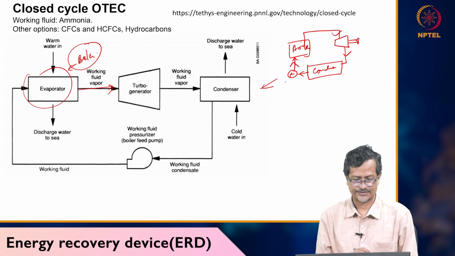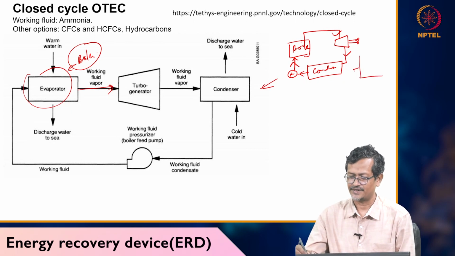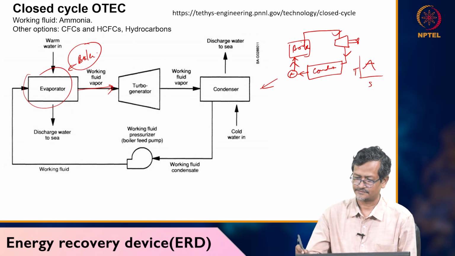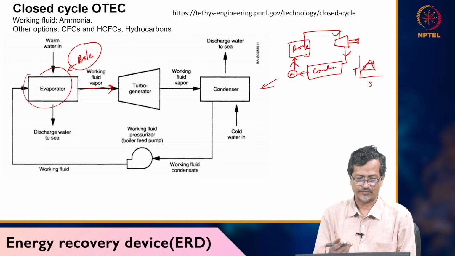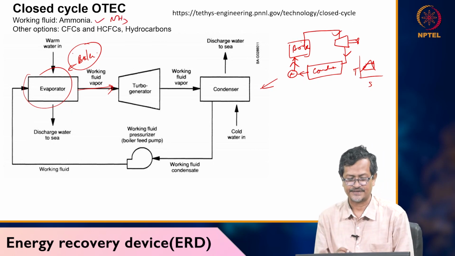You can remember the same cycle actually. They are saying closed cycle for ocean thermal energy conversion, but this is actually the Rankine cycle. So this also you can draw in a TS diagram. It will be like this, the pump will be working, then it will be like this. And the working fluid normally will be ammonia. Other options are there, CFC, HFC, hydrocarbons, so many other options, but ammonia is normally used by OTEC scientists or OTEC research units.